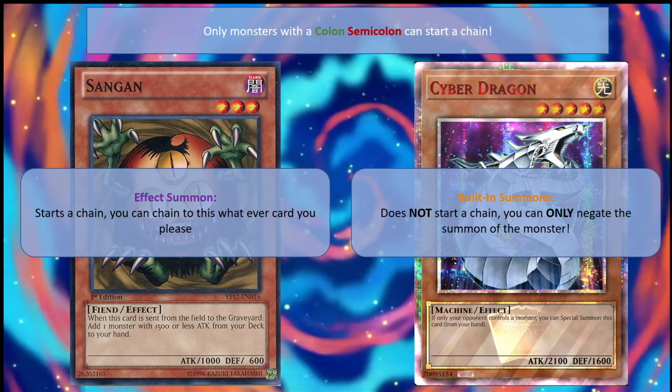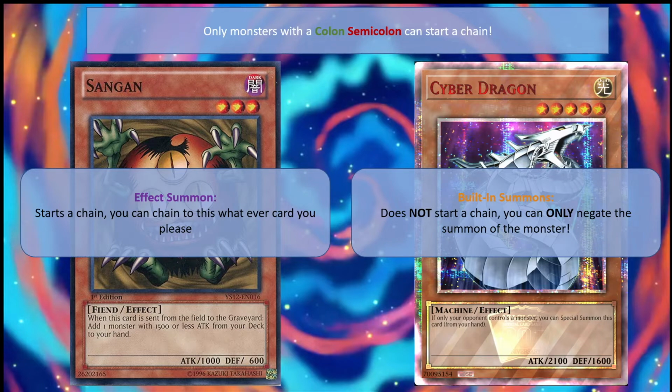Now a built-in summon does not start a chain. You can only negate the summon of monsters. This is purely response. This is not chaining. That's the main difference between the two of them. Effect summons, chain whatever you want. Built-in summons, only negation of the summon.